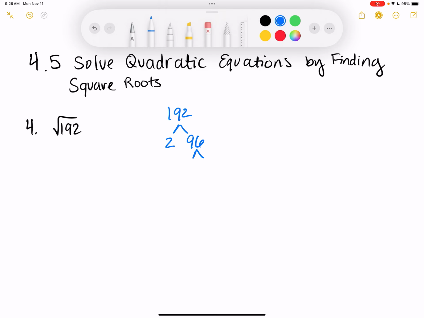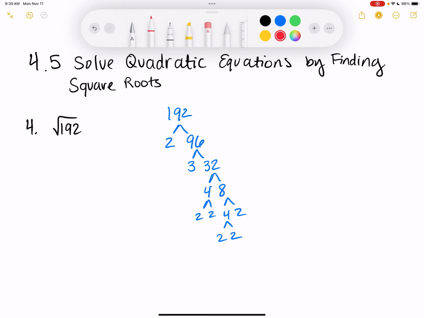8 and 12. Factors of 12. 3 and 4. Factors of 4. 2 and 2. Factors of 8. 4 and 2. Factors of 4. 2 and 2.